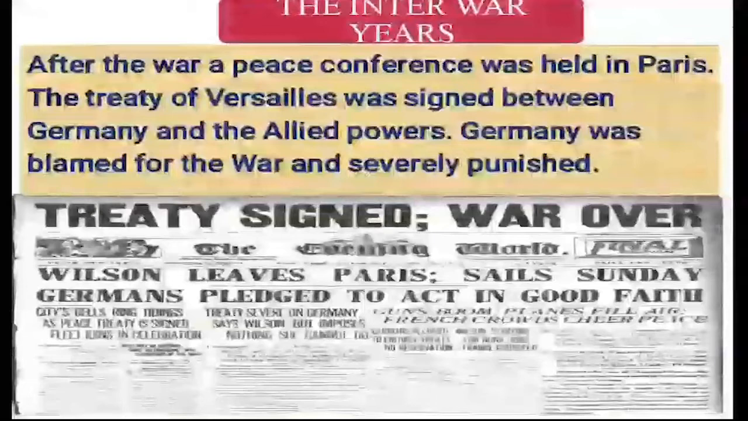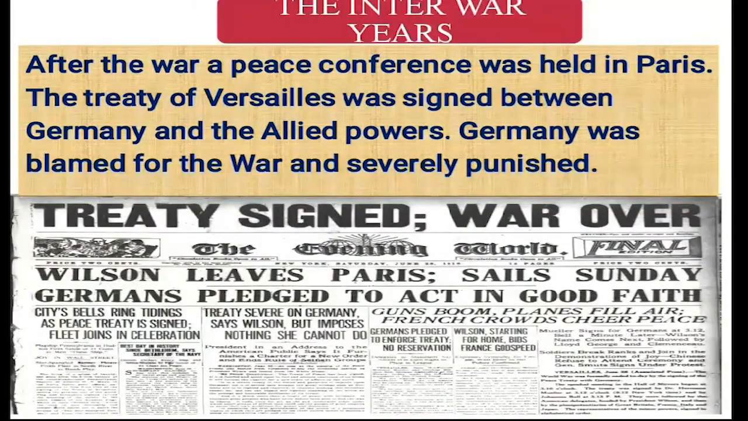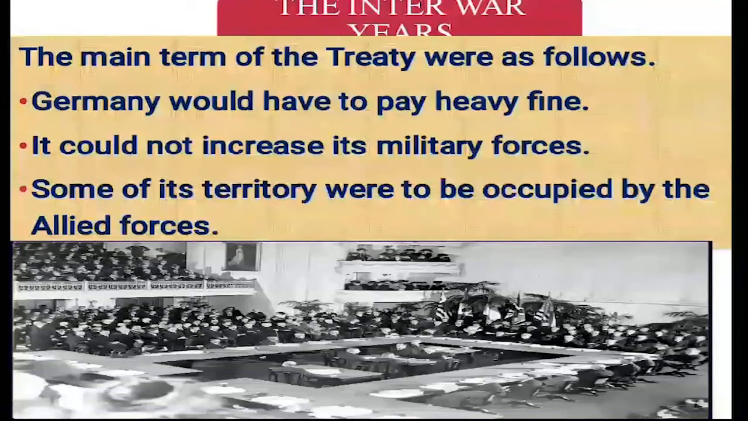So, what is a treaty? A treaty is an official document that expresses that agreement in words. So, what were the terms of this Treaty of Versailles? The main terms of the treaty were as follows.